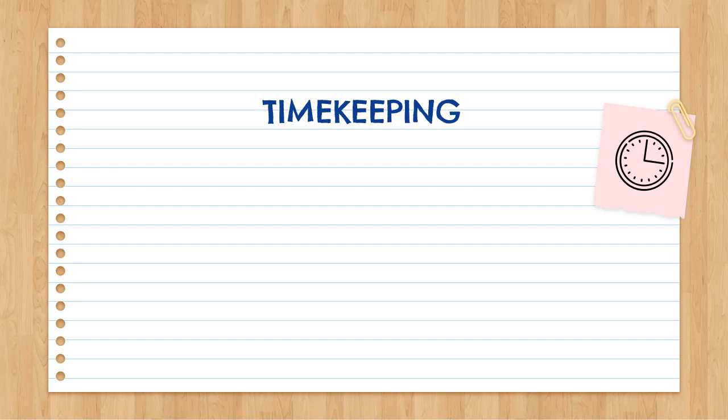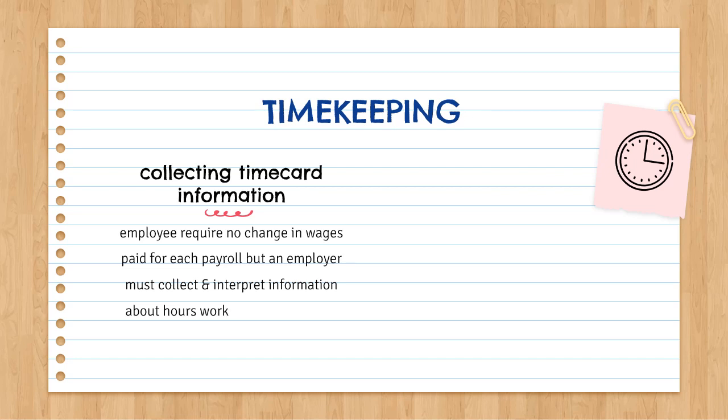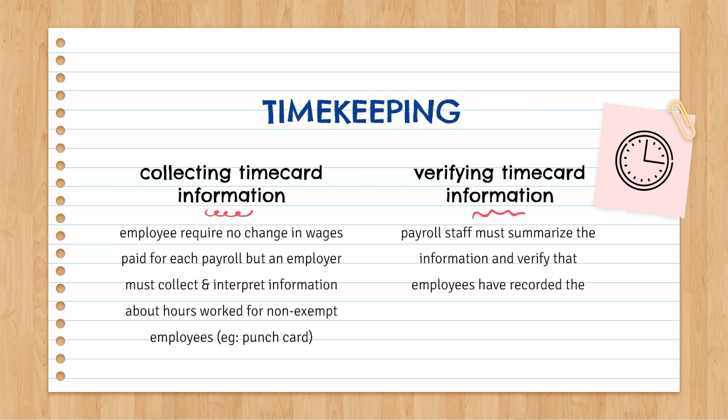Timekeeping. The first thing is collecting time card information. Employees require no change in wages paid for each payroll, but an employer must collect and interpret information about hours worked for non-exempt employees, for example, punch cards. The second step is verifying time card information. Payroll staff must summarize the information and verify that employees have recorded the correct amount of time.